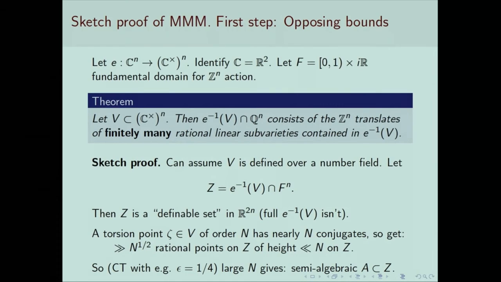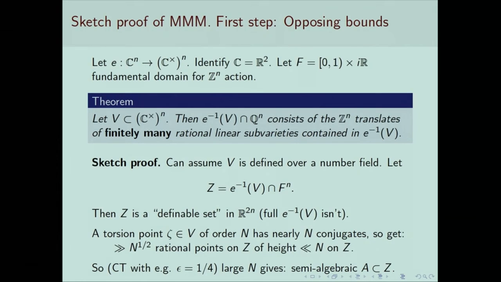And the first step in this are these opposing bounds. So on the one hand, a torsion point in V of order n, if that's the largest order of a root of unity there, has nearly n conjugates. Certainly more than n to the 1 minus epsilon. This is a very elementary thing you can find in Hardy and Wright, the size of the Galois orbit of a root of unity.